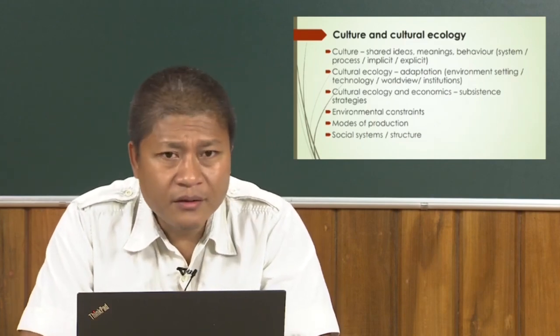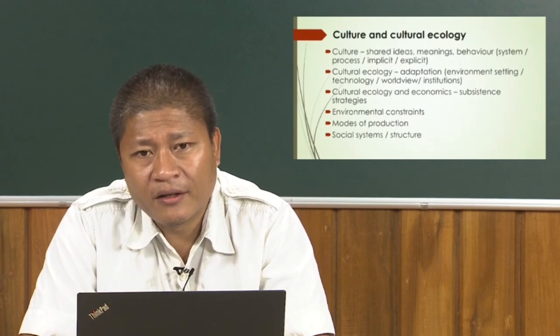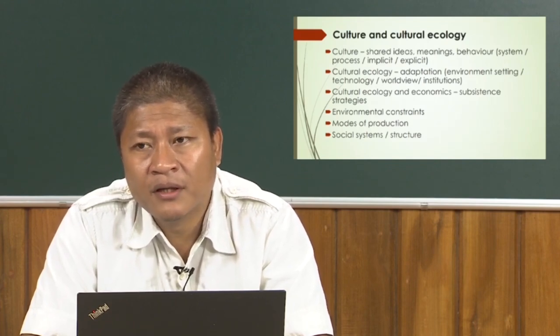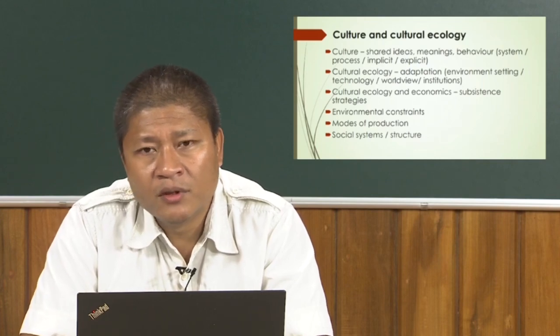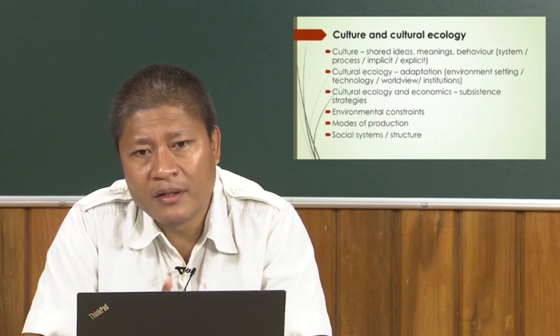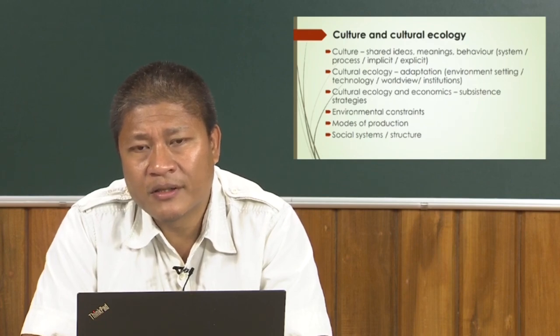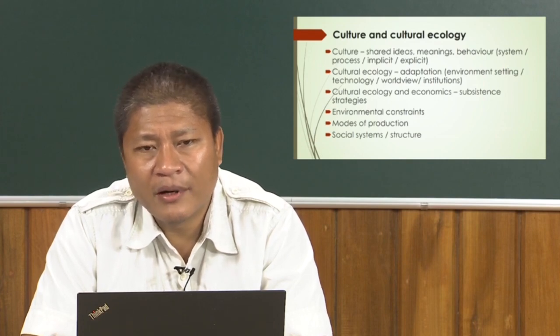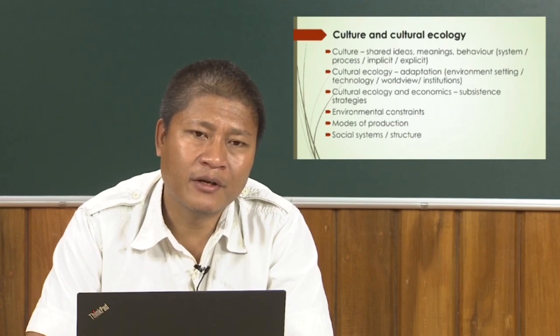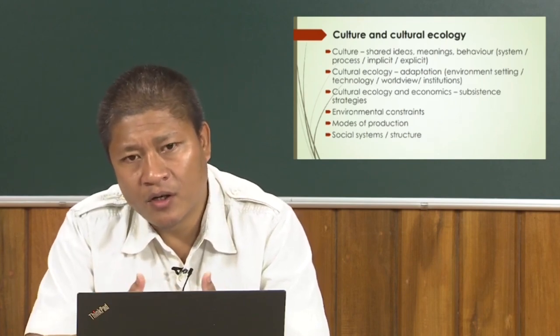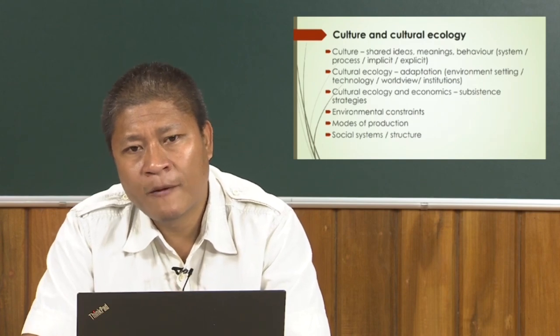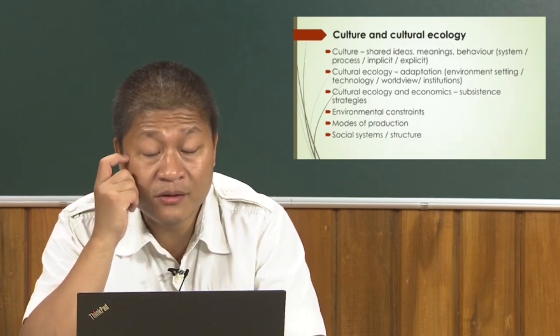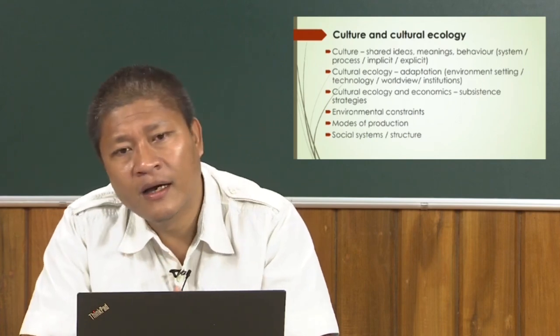Now, there are also certain constraints in the context of environment. For example, maybe population growth, and also certain other environmental constraints like the weather, climatic change, and so forth. Now, depending on this, people tend to adapt and make sense of their environment by engaging in different kinds of mechanisms. Now, also we have different modes of production, as I was saying.